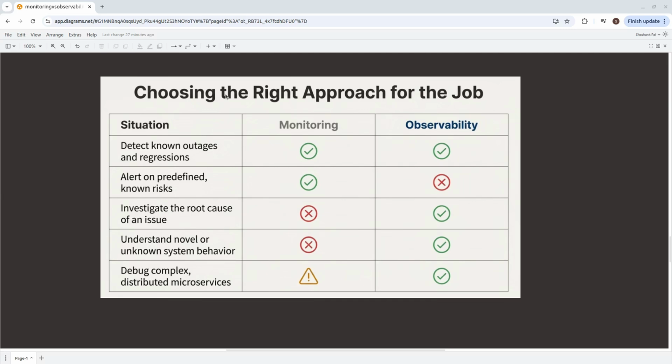Third point, investigate the root cause. When it comes to root cause, observability always wins. It will get to the depths and find the main root cause of the issue. If you want fewer incidents, faster debugging, and confidence in scaling, observability becomes essential.